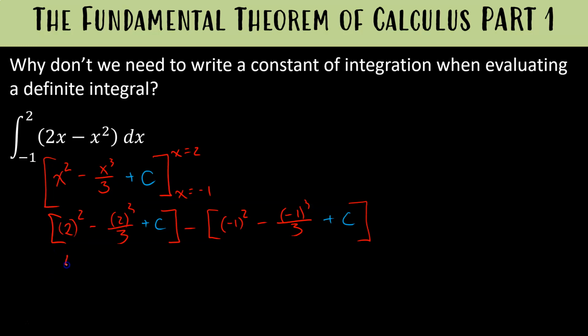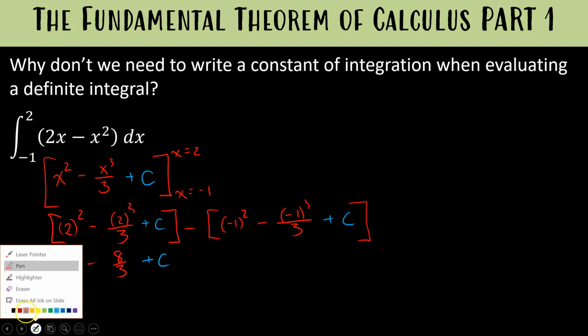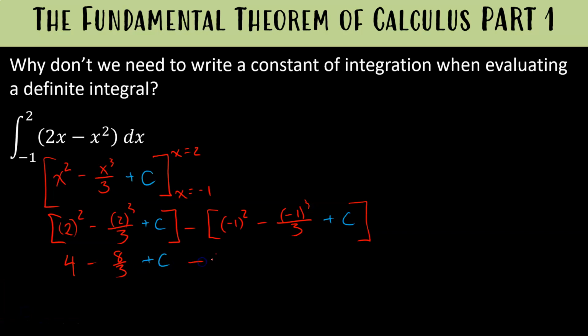So maybe we do this like we did before. 4 minus 8/3 plus that C, and then we're going to have what? -1 minus 9/3 minus C. So those C's always subtract out, which is why we typically don't write that plus C.